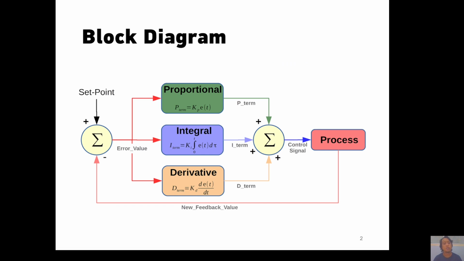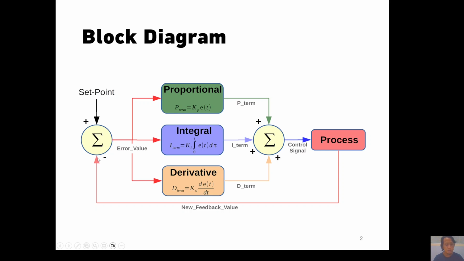A block diagram about a closed loop control system can be illustrated within this figure, like a PID diagram. This is the set point, or we can call it R of T. And this is the summation point.